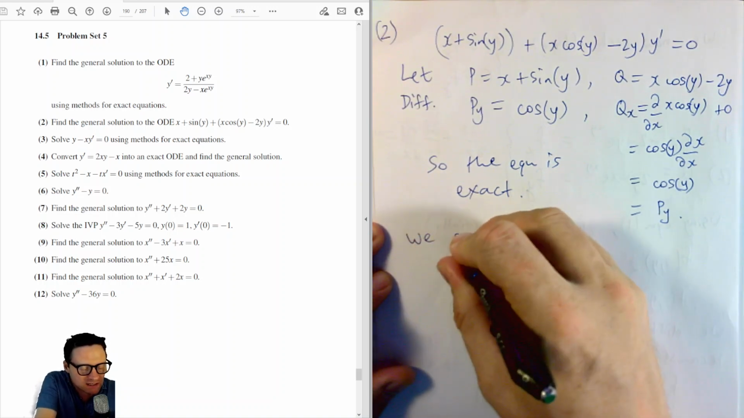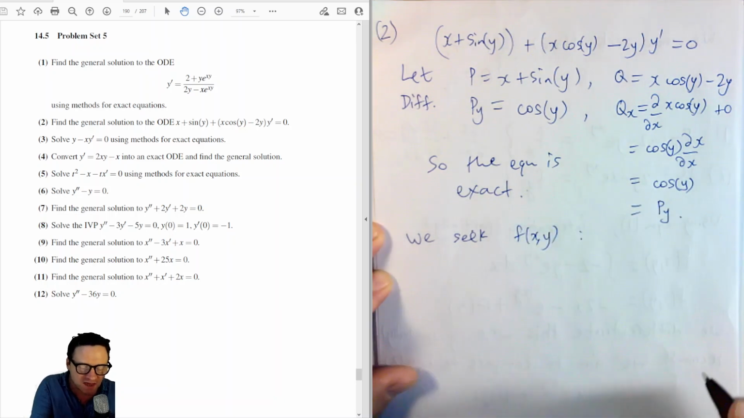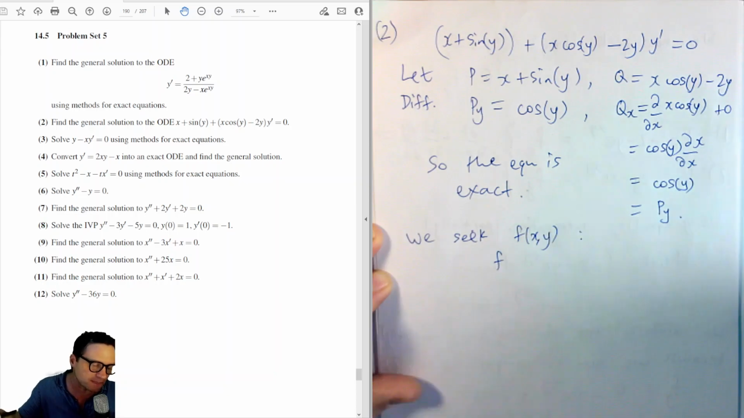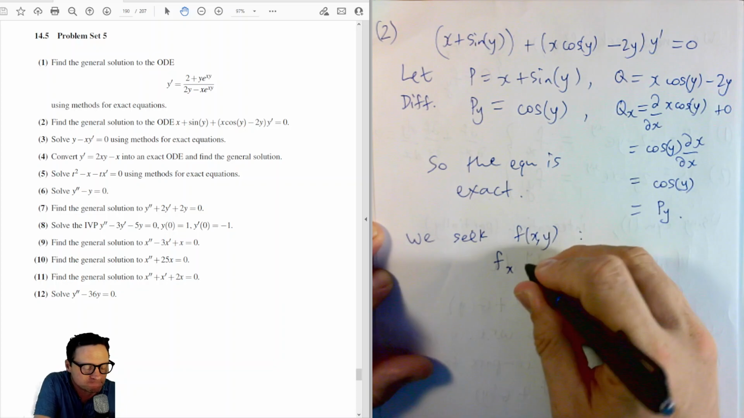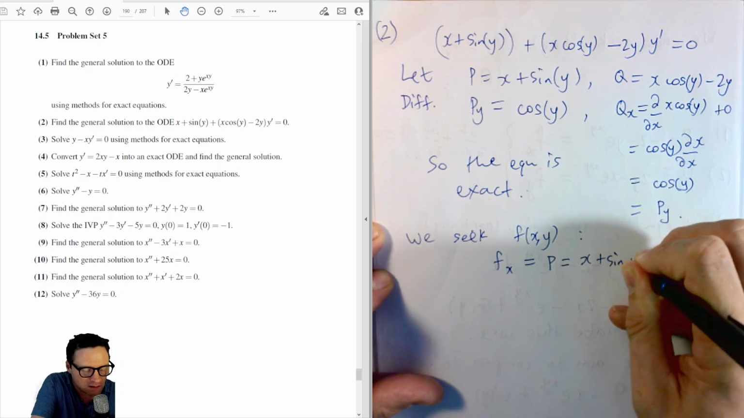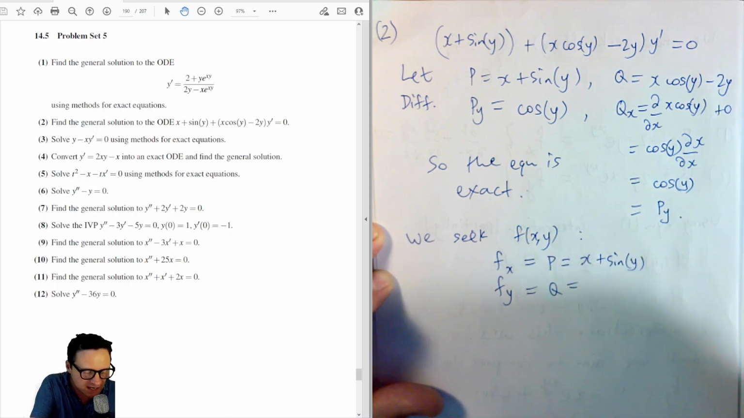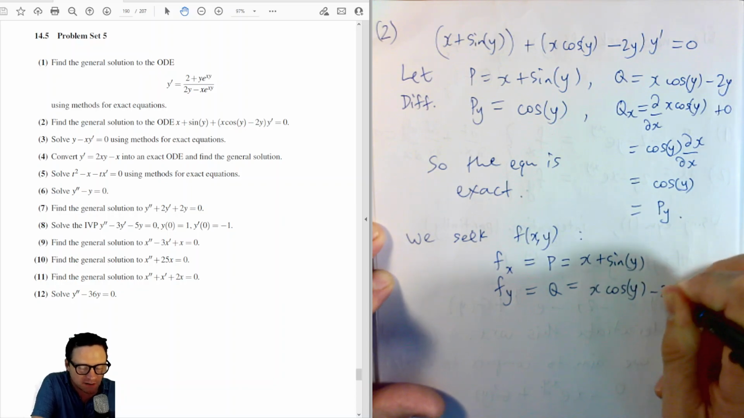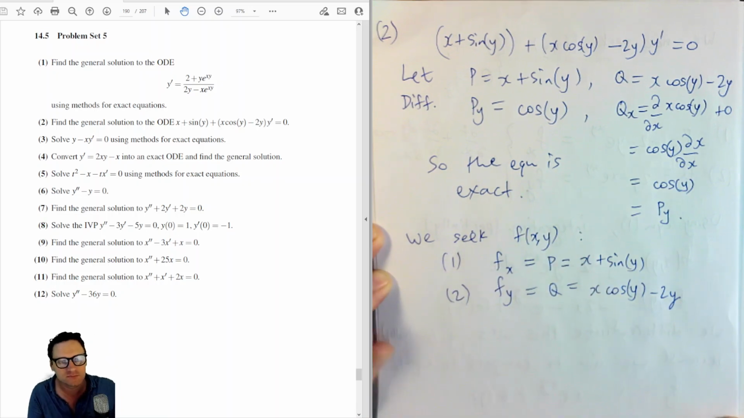Okay, so we seek f of x and y such that f subscript x is p, and so in this case p is equal to x plus sine of y, and f subscript y is q, but in this case q is x cos of y minus 2y. Okay, so let's label this equation 1 and equation 2.